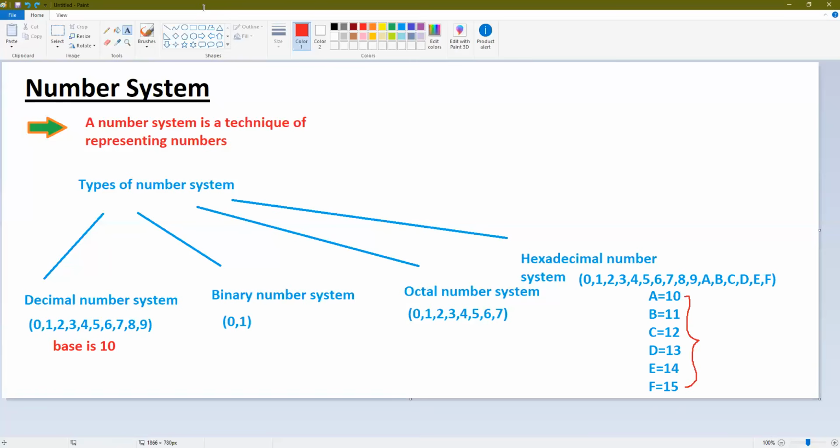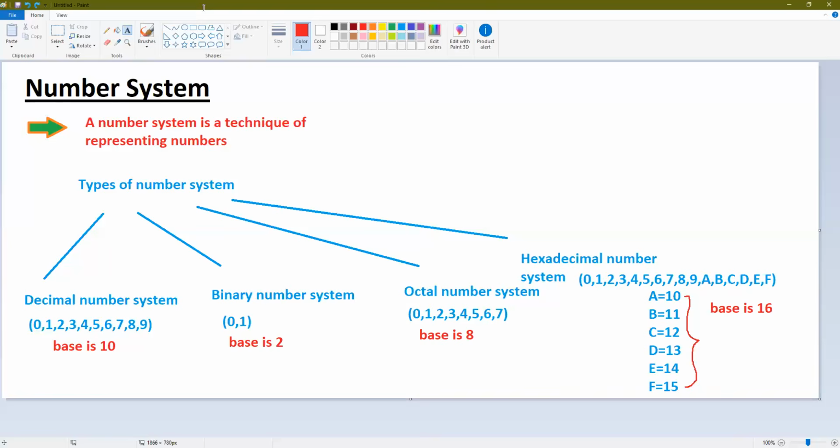Now, since in decimal number system we have a total of 10 numbers, we say that the base of decimal number system is 10, or we can say that the base of any decimal number is 10, since it has a total of 10 numbers. Similarly, the binary number system has a total of 2 numbers, so the base is 2. Octal number system has a total of 8 numbers, so the base is 8. Similarly, the hexadecimal has base 16.